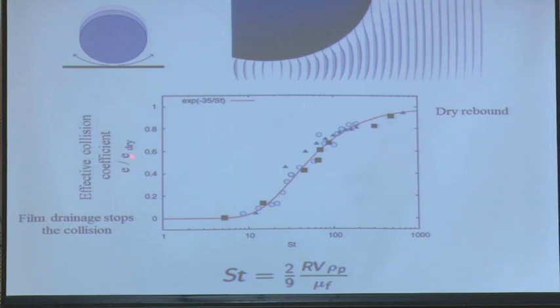And what you see is that, depending on the values of the impact parameters, you go from 0 to almost 1. When it's 1, it means that you have the same rebound as in void, in gas. So there's no effect of the fluid on the rebound.